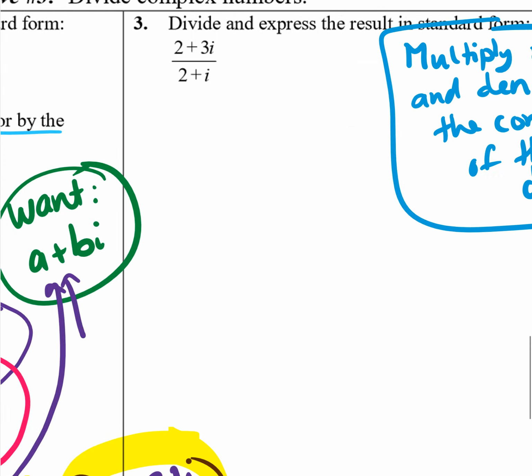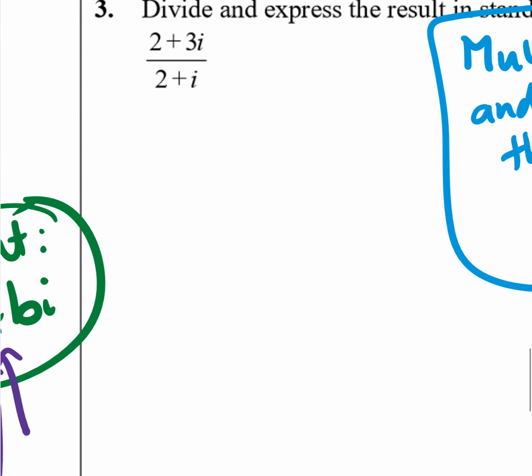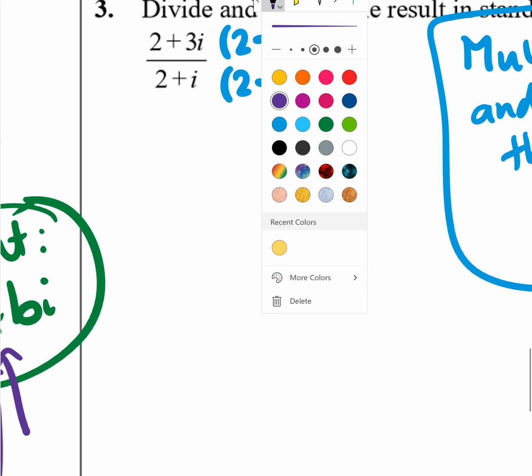So in this example, I'm going to look at the denominator. I see it's a 2 plus i. So I think, okay, what's the conjugate of that? The conjugate should have the same terms, a 2 and an i, but the opposite sign. So I should see a minus. And whatever you do to the top, you have to do to the bottom, and vice versa. I'm going to go ahead and just start foiling it out and see how it goes.